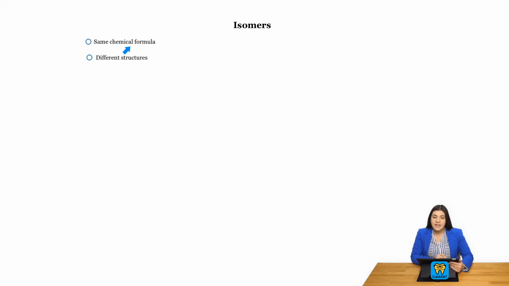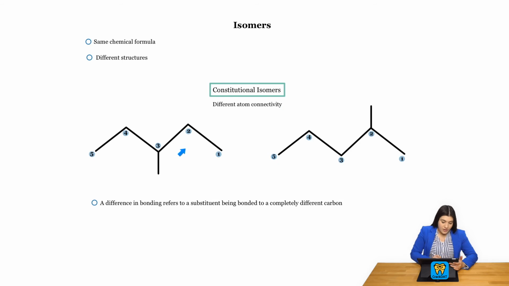And what that means is both structures have the same amount of carbons, the same amount of hydrogens, the same amount of elements. So that's what that's referring to when it's talking about the same chemical formula. Now, here's the difference. We have different structures. For example, if we're looking at these two constitutional isomers, these are two different structures because we have one methyl group that's pointing down and then another methyl group that's pointing up.